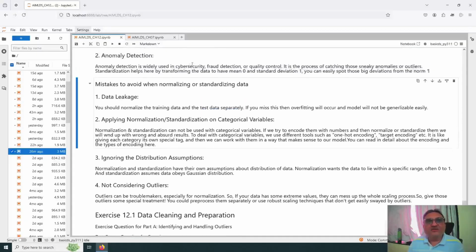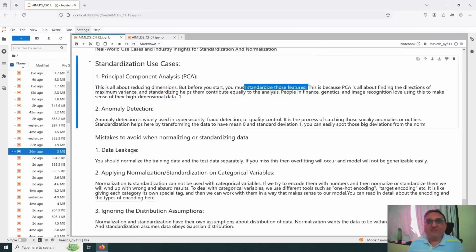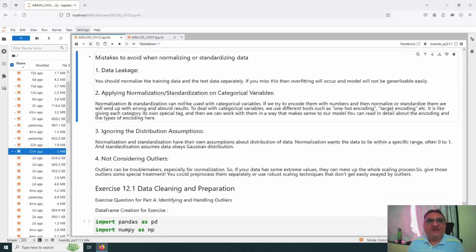Okay. So two things are very important. One is preventing data leakage, and another is standardizing before doing PCA, principal component analysis. Then one more mistake is applying normalization and standardization on categorical variables. Now we know that categorical variables are not standardized, only numerical variables are standardized. But many people first encode the categorical variable and then standardize, but that is not actually required.